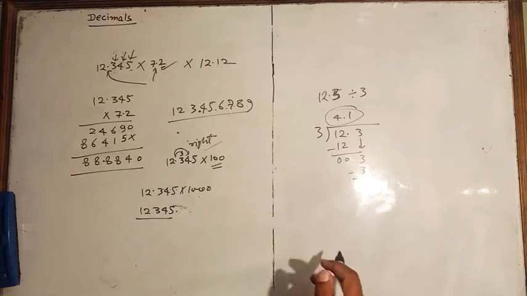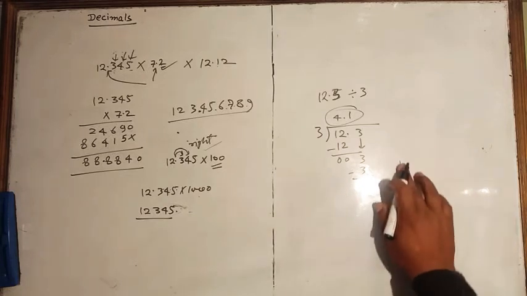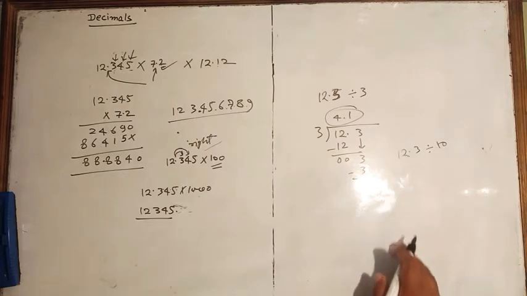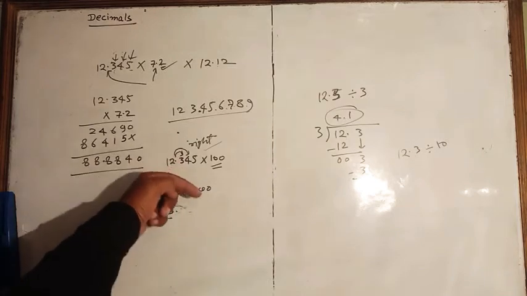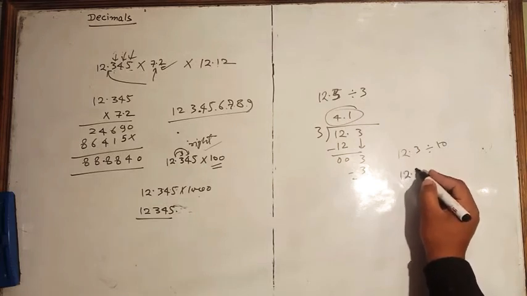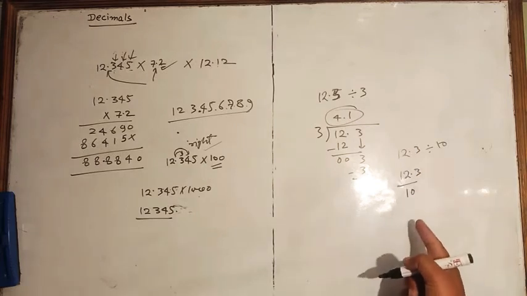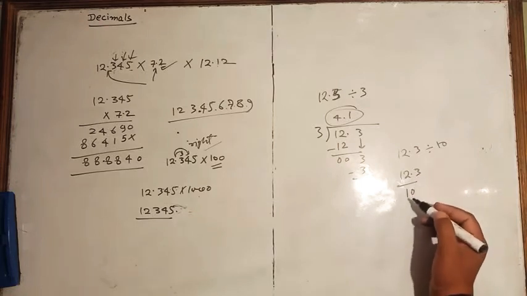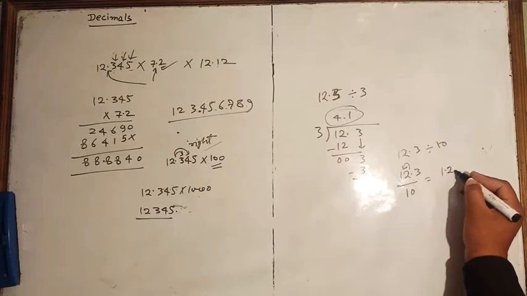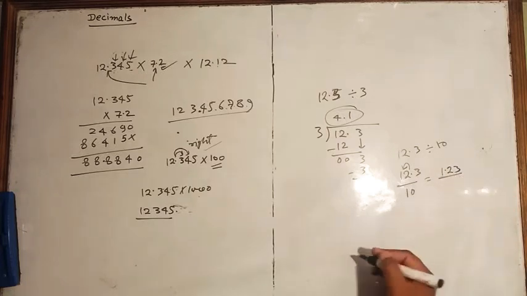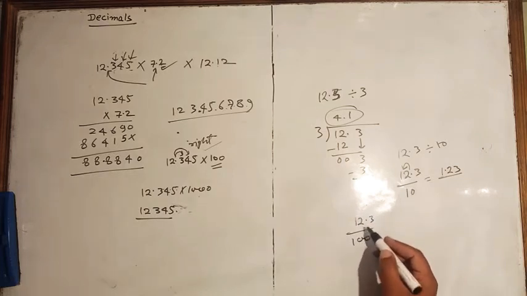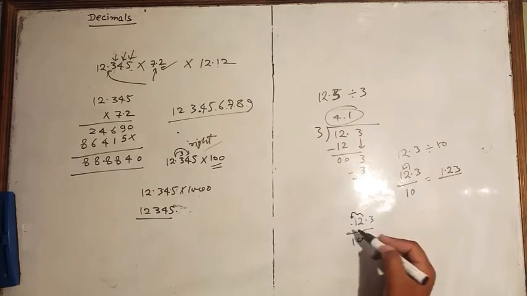One more thing you will remember here: if we are dividing a number like 12.3 by 10, what will happen? We have seen that in multiplication the decimal was moving to the right-hand side. Here, whenever we are dividing 12.3 by 10, like this also we can write in the form of a fraction, this decimal will move one place left. The result will be 1.23. Or if it is 0.3 divided by 100, how many zeros, 2, so it will move 2 places left.